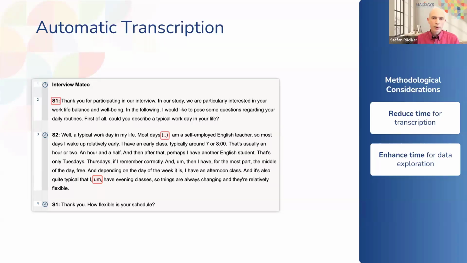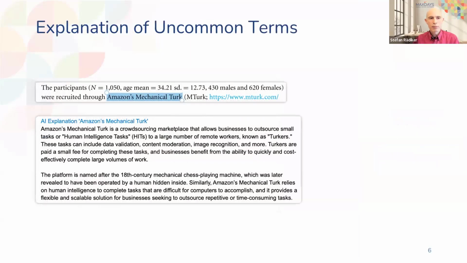While we're in the exploration phase, we may come across some terms that are uncommon to us or some words that we haven't read before. For example, some acronyms or abbreviations, or as here highlighted, Amazon's Mechanical Turk. And we can ask AI Assist in MAXQDA to create an explanation for this, for us, uncommon term.